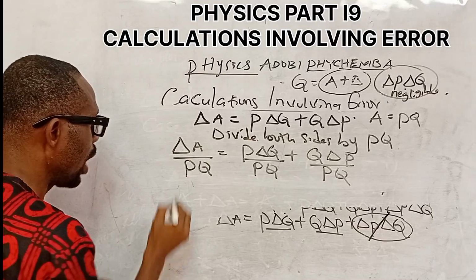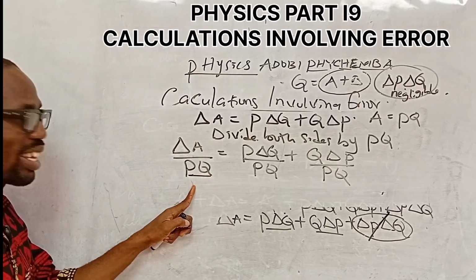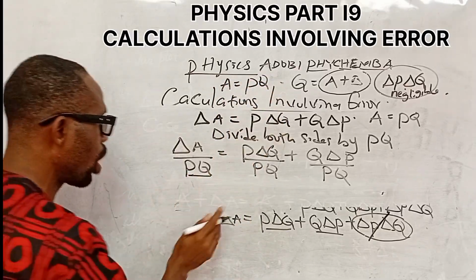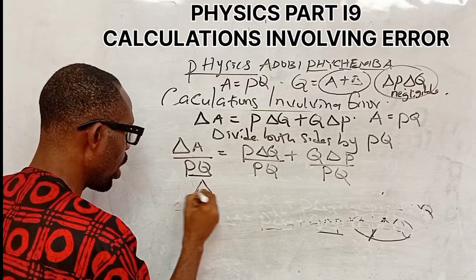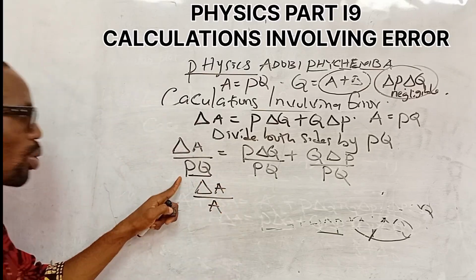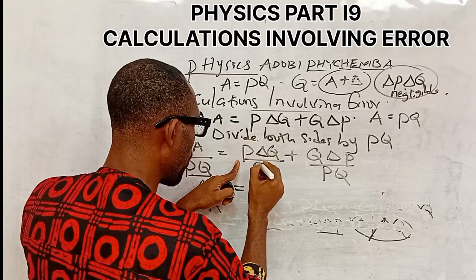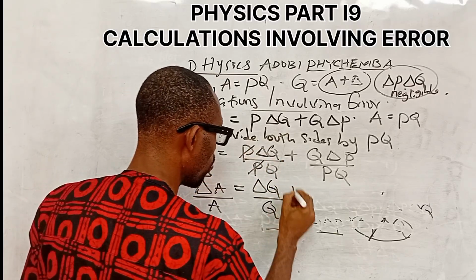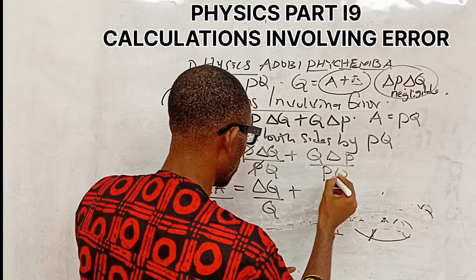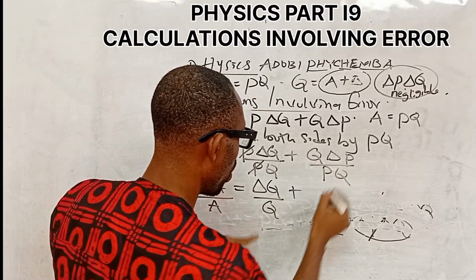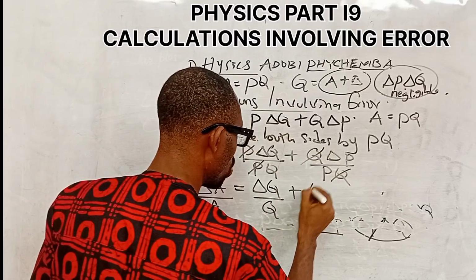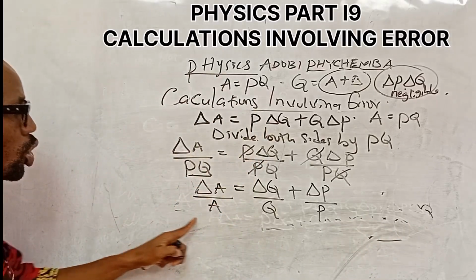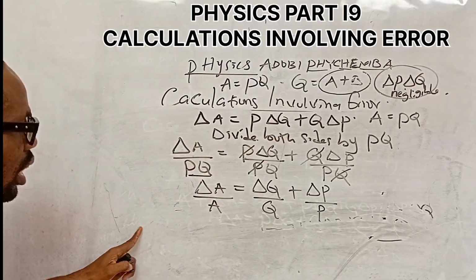What do you have here? Anywhere I see PQ, it represents A. Are you with me? Because we said A is equal to PQ, so I will change it to A. It will now be change in A over A. Then P will cancel this. What do we have left? Change in Q over Q, plus Q cancels Q. We now have change in P over P. So this is what we're going to have as our final result in dealing with this error.